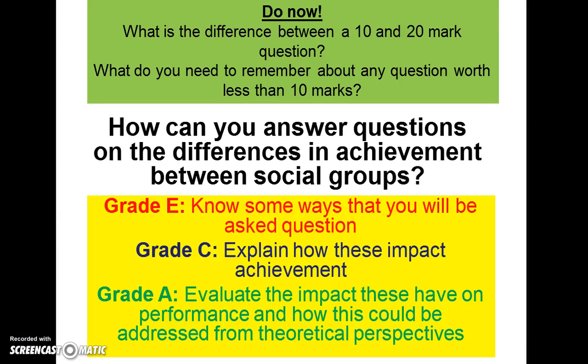So we've come to the end of learning about how different groups achieve differently. We've looked at gender, ethnicity and class. You need to now think about how we answer exam questions on that. So I want you to start thinking about the difference between a 10 and 20 mark question and what you need to remember about any question worth less than 10 marks.